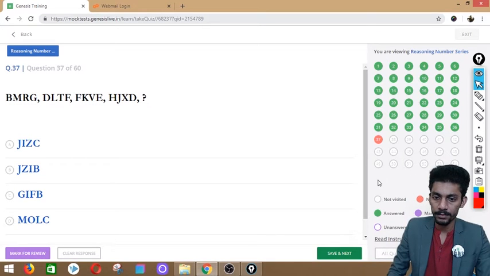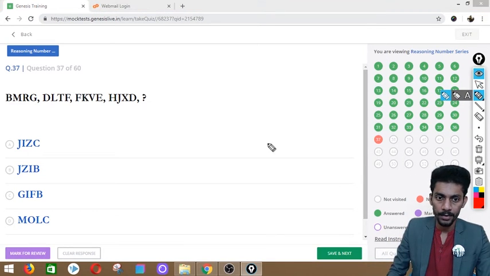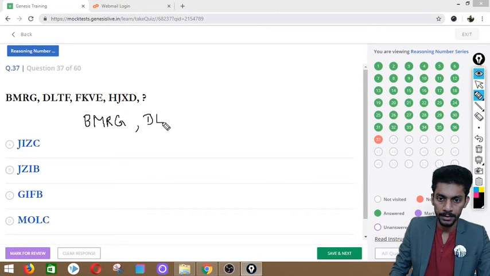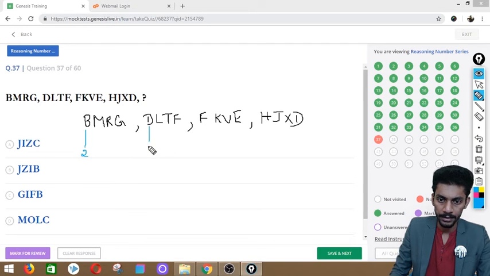Let's solve question number 37. So question number 37 says B, M, R, G, D, L, D, F, F, K, B, E, H, J, X and D. Okay. So B is the second letter, D is the fourth letter, F is the sixth letter, H is the eighth letter. 2, 4, 6, 8. Next should be the 10th letter.